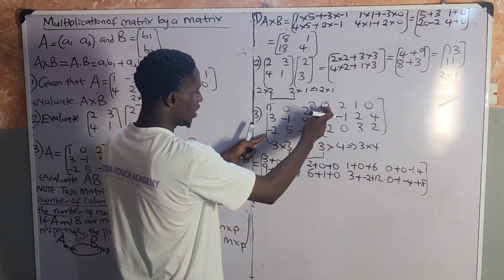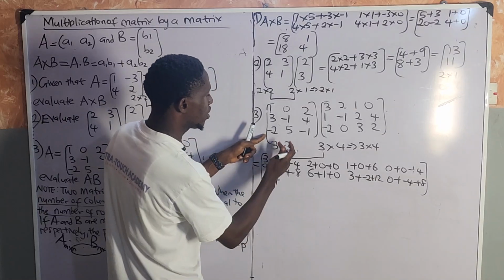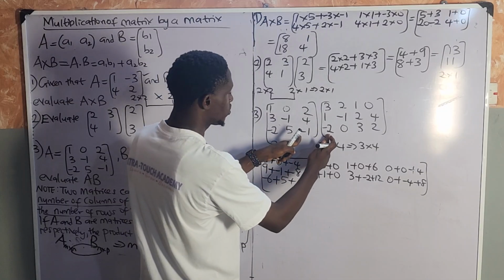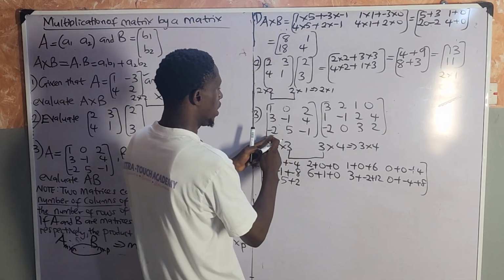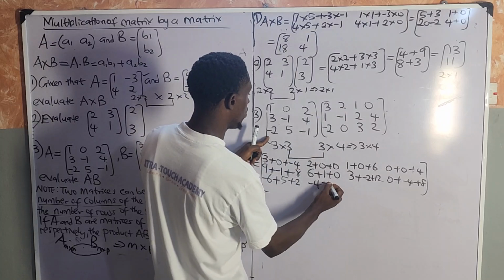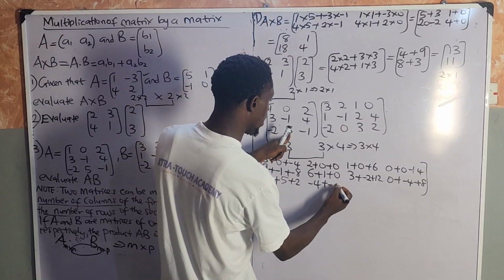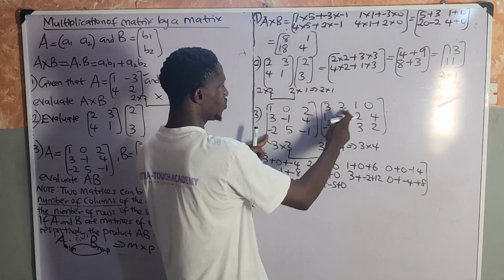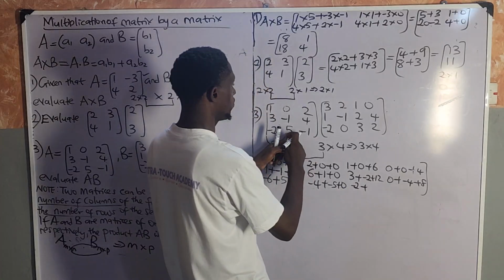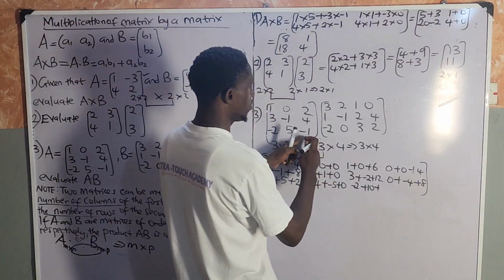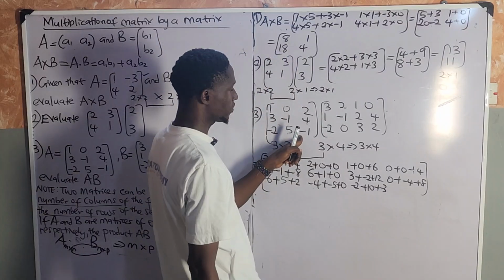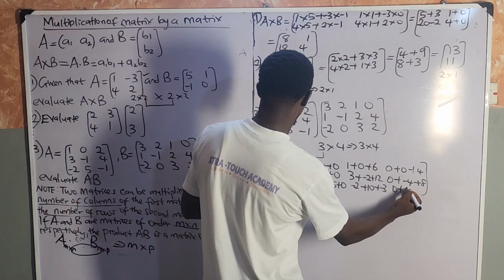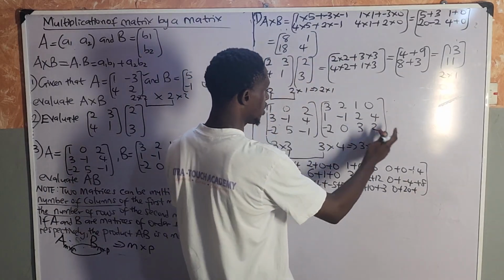Minus 2 times 3 is minus 6, plus 5 times 1 is 5, plus minus 1 times minus 2 is 2. Minus 2 times 2 is minus 4, plus 5 times minus 1 is minus 5, plus minus 1 times 0 is 0. Minus 2 times 1 is minus 2, plus 5 times 2 is 10, plus minus 1 times 3 is minus 3. Minus 2 times 0 is 0, plus 5 times 4 is 20, plus minus 1 times 2 is minus 2.